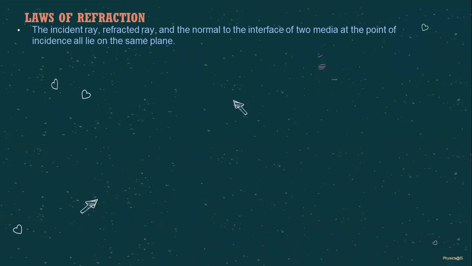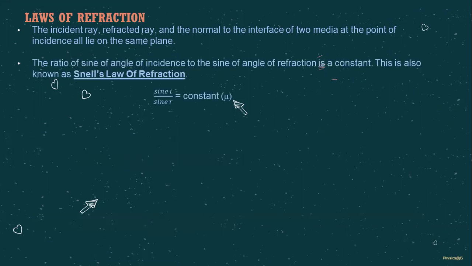The laws of refraction. There are two laws of refraction which every ray follows. The first one: the incident ray, refracted ray, and the normal to the interface of two media at the point of incidence all lie on the same plane. The second law is that the ratio of sine of angle of incidence to the sine of angle of refraction is always constant. This law is also known as Snell's law, and the constant is known as refractive index.